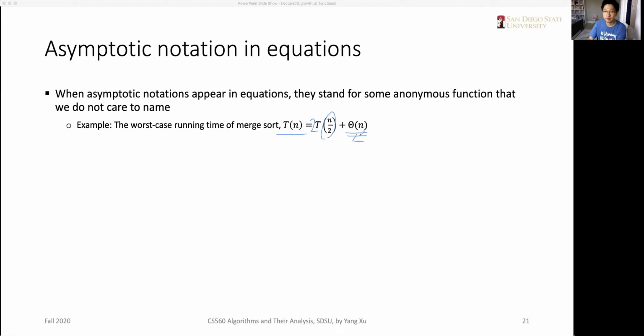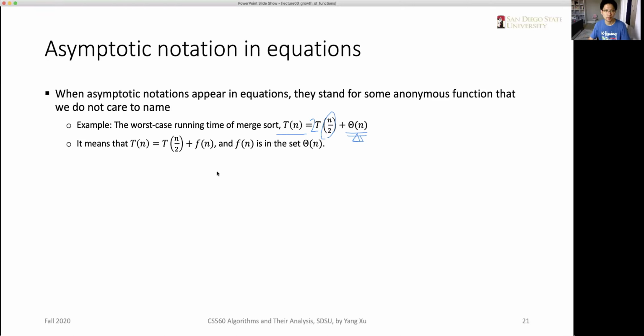And here the big theta of n stands for some linear function that we do not care to give a name, because we know that the cost of combining the 2 sub-arrays, the cost of merging the 2 sorted sub-arrays, is in linear running time.